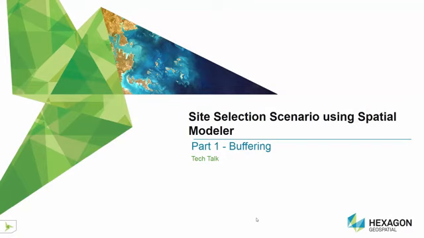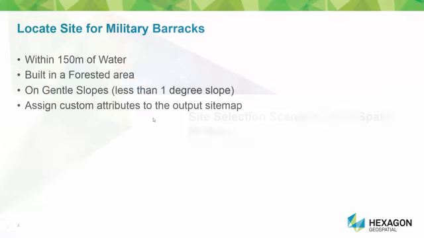Hello and welcome to this e-training module on the use of Spatial Modeler for a site selection scenario. So we're going to look at various GIS layers and use them to identify a location. If I go ahead and forward my slides, what we're going to look for, just as an example, is to locate the site for a military barracks.